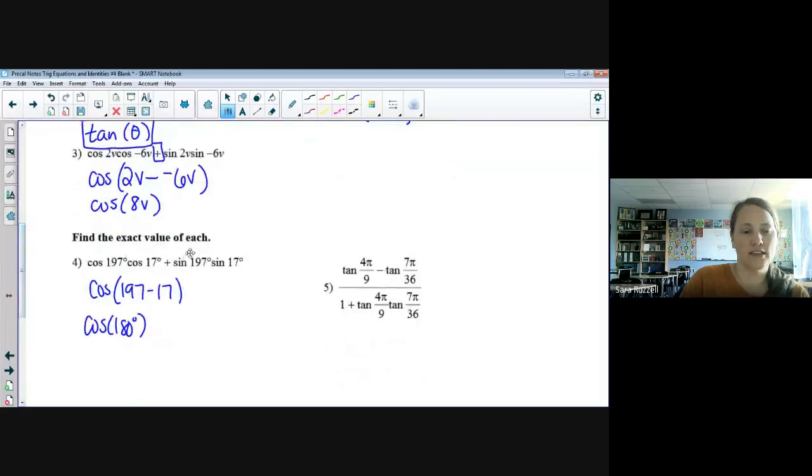So when they say find the exact value, you figure out which equation they were using. And then once you get the degree or radian, if you're using radians, then you'll look at your unit circle. So that equals negative 1.